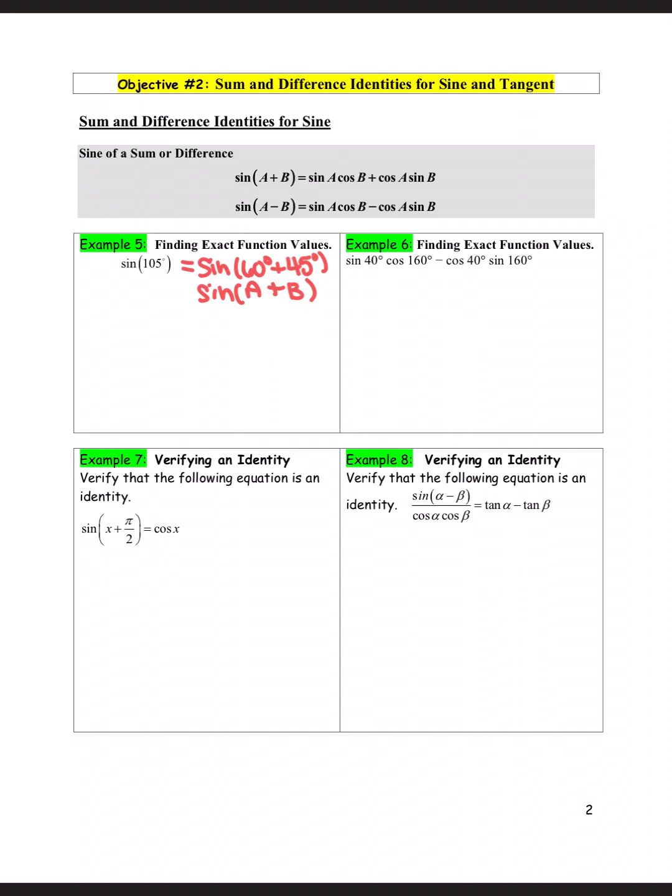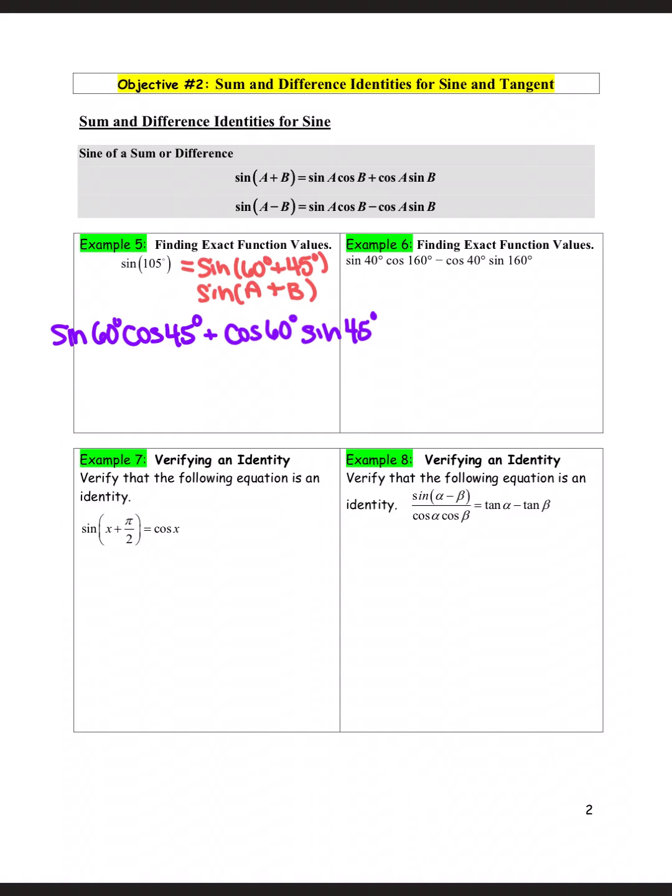So I'm using the sine of A plus B formula. So we have sine of A, which is 60 degrees, cosine of B, which is 45 degrees, plus cosine of A, which is cosine of 60 degrees, times sine of B, which is 45 degrees.